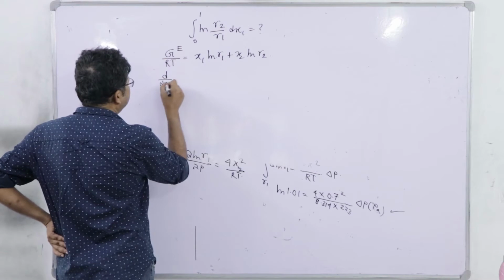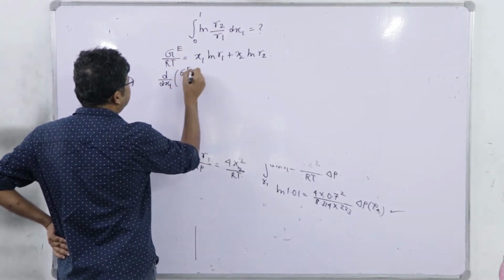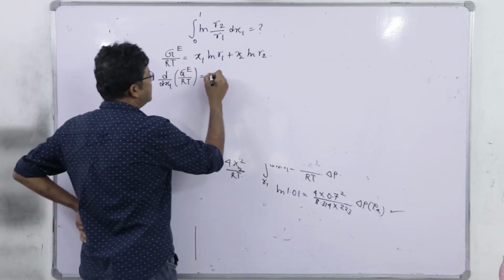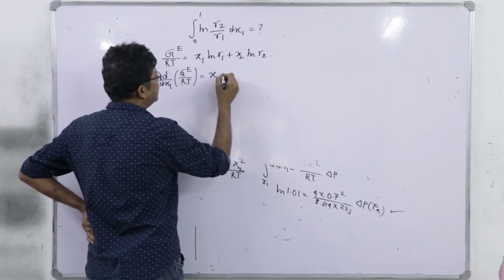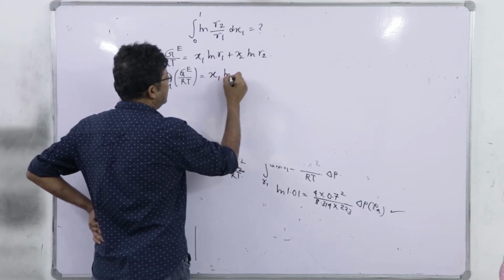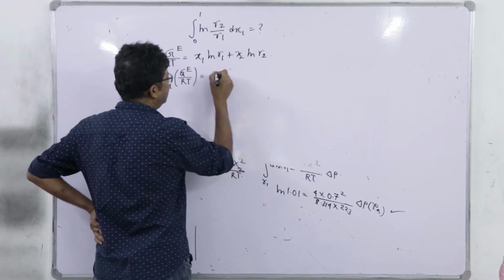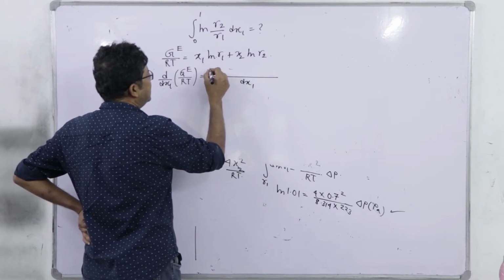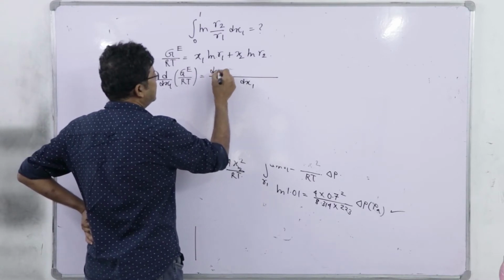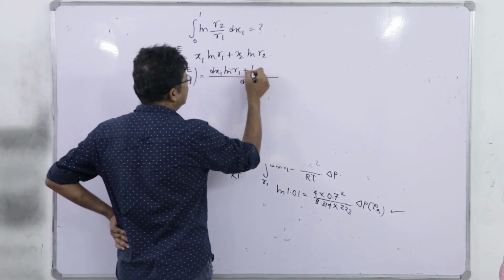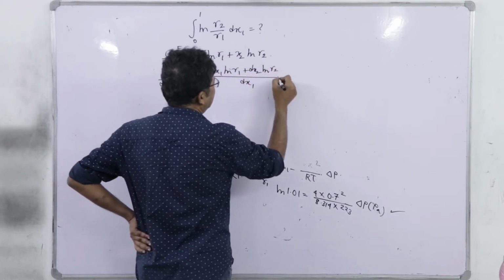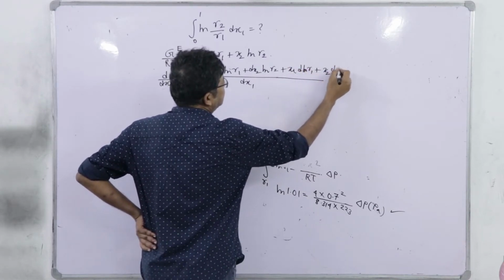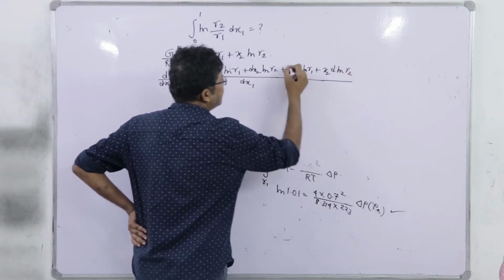Now d dx1 of GE by RT is equal to, let's take the derivative of the numerator, differential of the numerator. Like directly we can write that dx1 ln gamma 1 plus dx2 ln gamma 2 plus x1 d ln gamma 1 plus x2 d ln gamma 2, right?